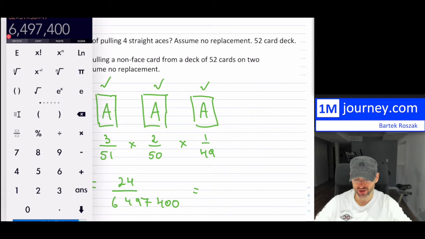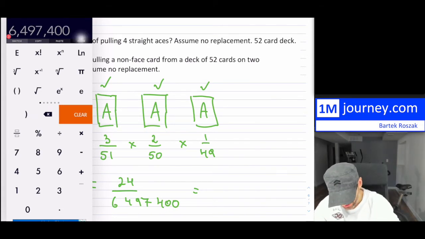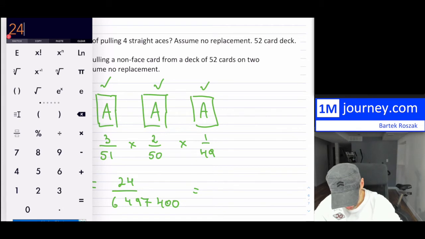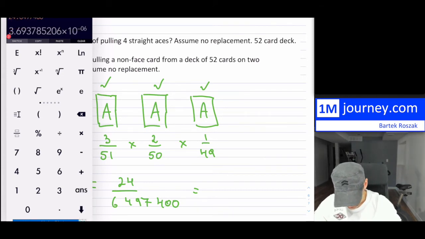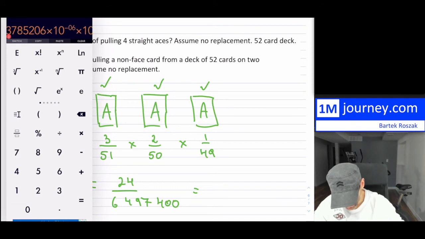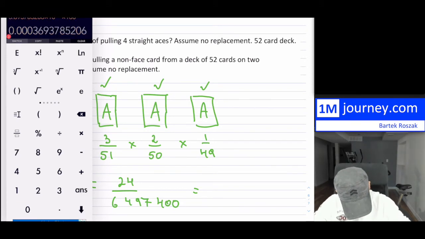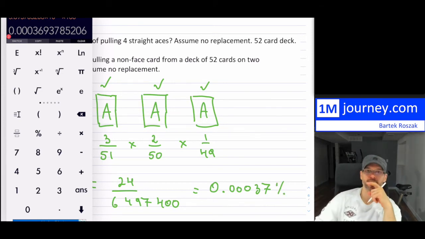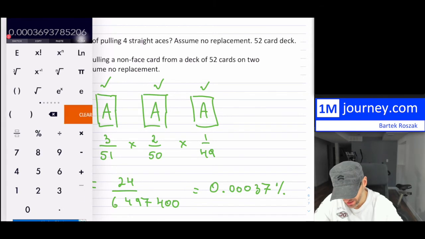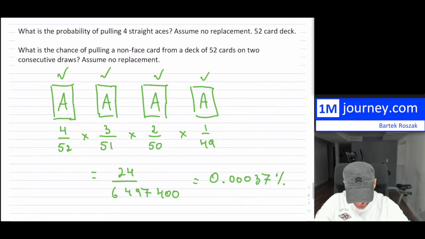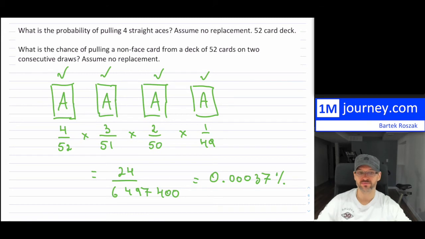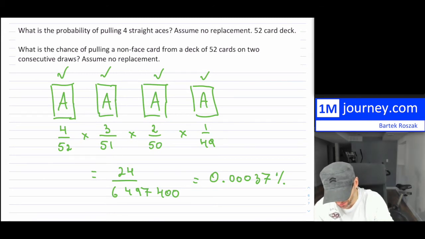Now, if you wanted to change that back into a percent, this is 24 divided by 6,497,400, and it's a tiny amount, times 100%, because we want to change it to percent. So this would be 0 point, and then you have 0, 0, 3, and let's round this off. A very tiny amount, so it's highly unlikely that it will happen. It's possible, but that's the probability. That's example number 1.